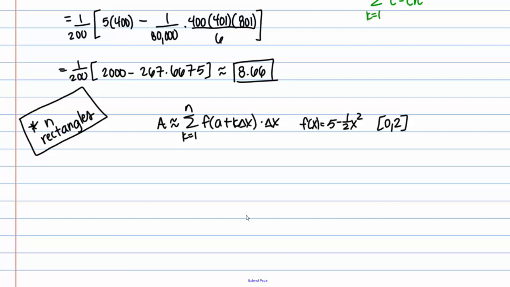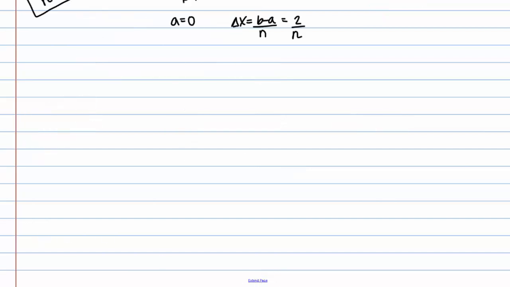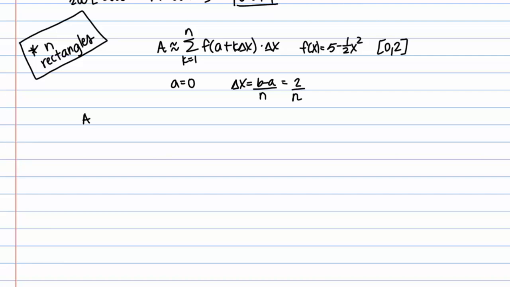So n is just n, right? We're doing this for an n in general. But a is still 0. The left-hand endpoint is still 0. What about delta x? Well, delta x is b minus a over n, which is going to be 2 over n, and it's just going to be in terms of n. Okay, so let's plug this into our formula. So area equals the sum from k equals 1 to n of f of 0 plus k times delta x, and delta x is 2 over n. So I can write that as 2k over n times 2 over n.